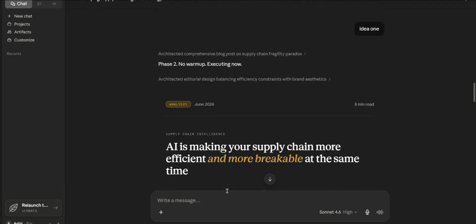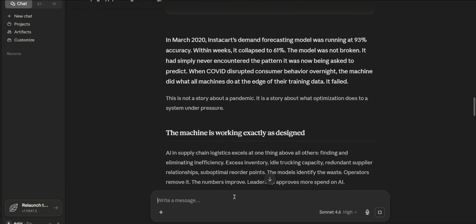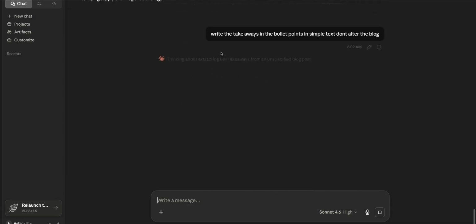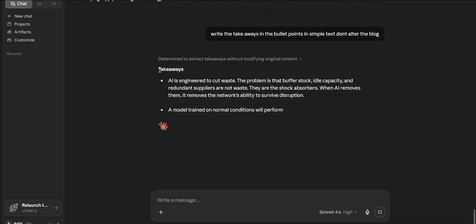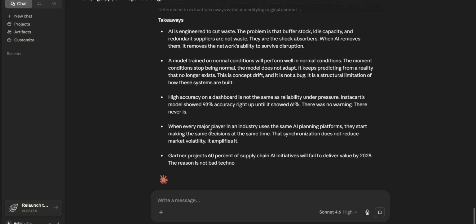Now coming back to the takeaways, write the takeaways in bullet points. By adding and giving this prompt to Claude, you will be able to get takeaways in bullet form very easily. You don't even have to be worried about it.